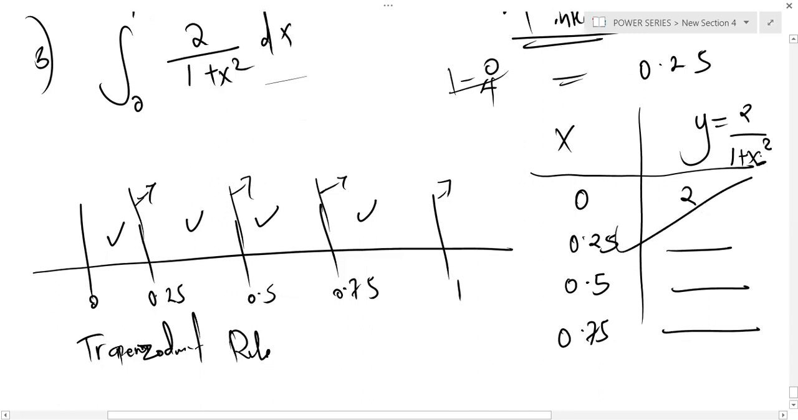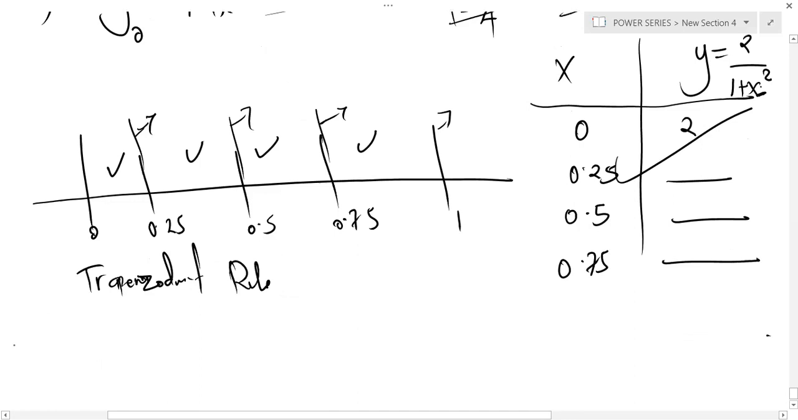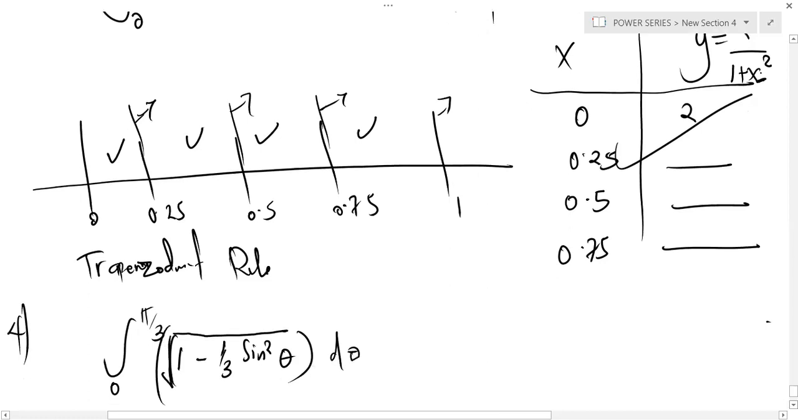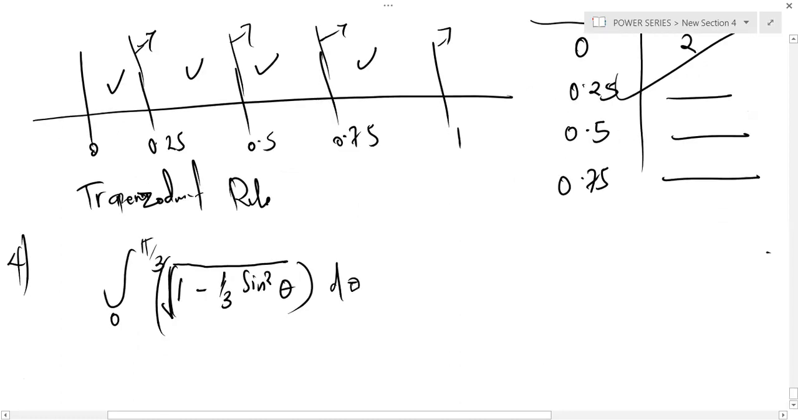Then question number 4. Question number 4 is also on the rule. Use Simpson's rule with 6 intervals. You're integrating from 0 to pi over 3 the integral of the square root of 1 minus a third sine squared theta d theta. Similar to this, just come and put your drawing.